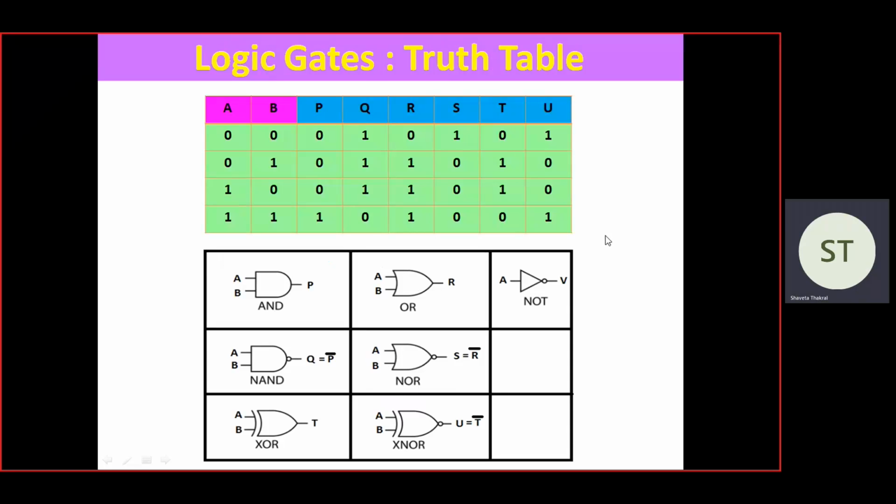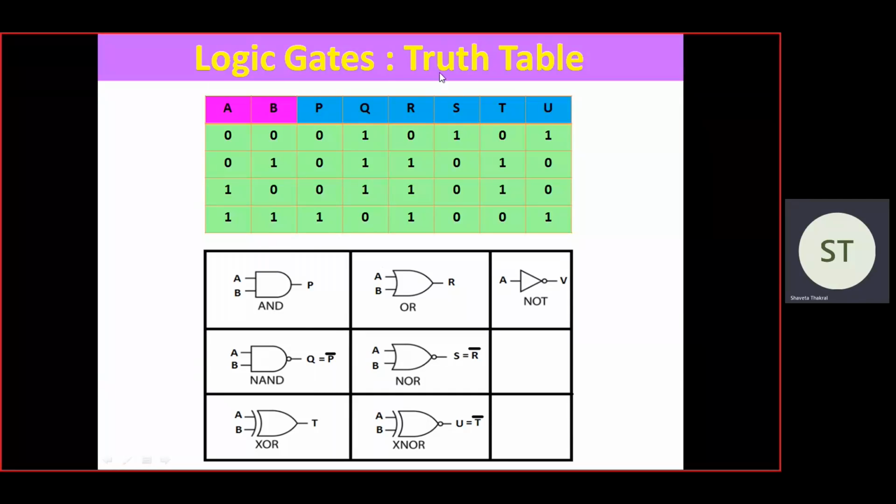And this is a summary of the truth table of all the logic gates. We have drawn here a common truth table with the two common inputs A and B with the four combinations: 0 0, 0 1, 1 0 and 1 1. Here we have written the output of AND gate as P. You can see here, this is the output of NAND gate, Q.